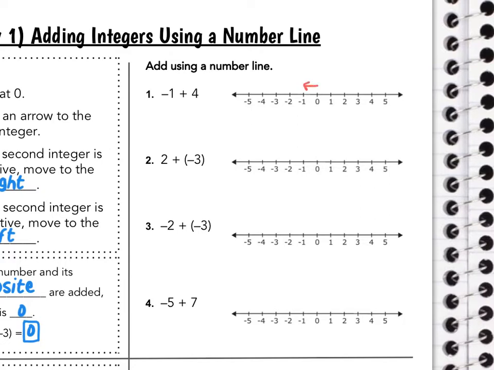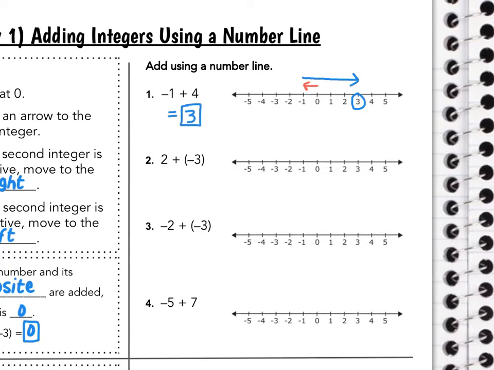Now the second integer, it says plus 4. So because that's positive, I'm going to move to the right 4 spaces, starting from where I left off. So here I'm going to have, with my blue, 1, 2, 3, 4, and then I'm going to end at 3. So I'm going to circle 3, and that's my answer. So this here equals 3, and then box it. Okay, so let's try another one.